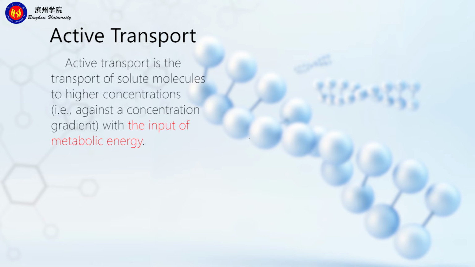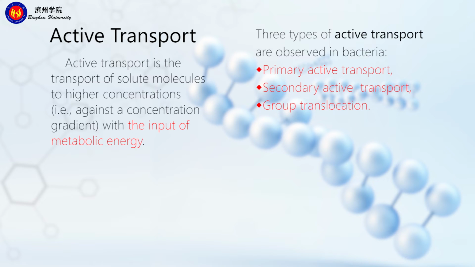Then, the active transport. Active transport is the transport of solute molecules to higher concentration, for example, against a concentration gradient, with the input of metabolic energy. Three types of active transport are observed in bacteria. The first is primary active transport. The second is secondary active transport, and the third is group translocation.